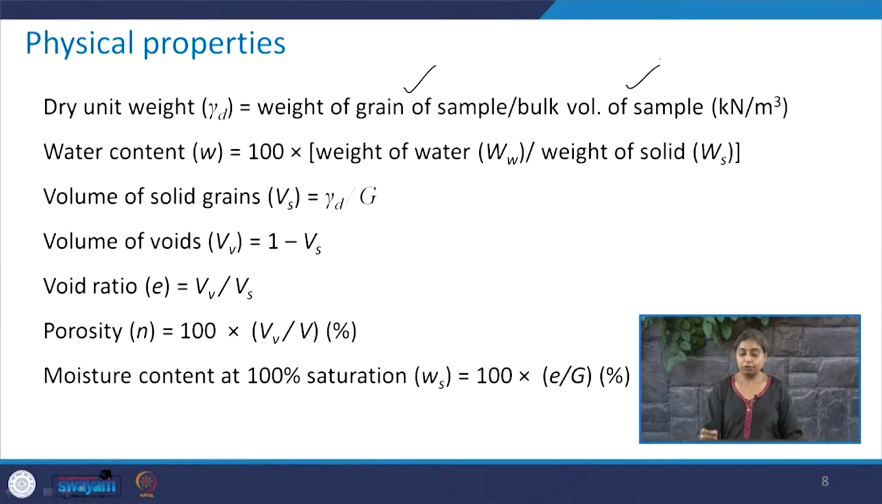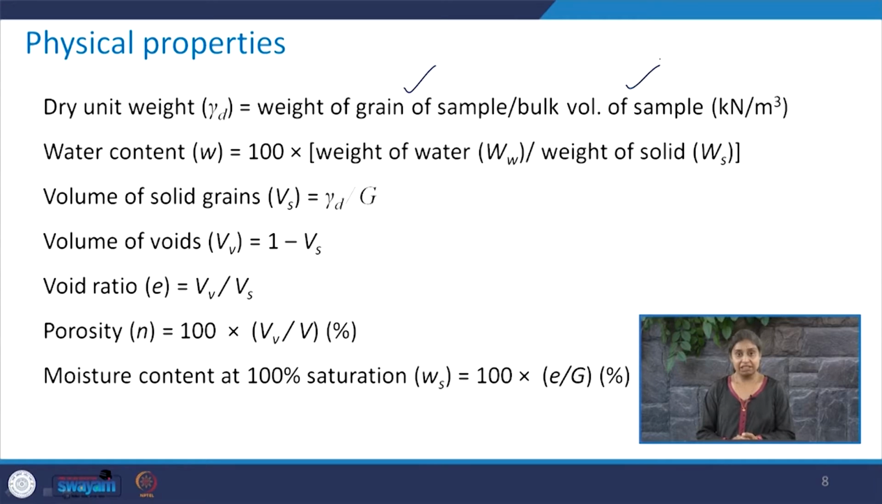So, as the name suggests, and you all know with reference to soil mechanics, the same definition is applicable here: weight of the grain of the sample divided by the bulk volume of the sample. So, we need the dry weight and simply divide it by the bulk volume of the sample. How to determine this volume, etc.? When we learn about the sample preparation, you will automatically get to know about this.